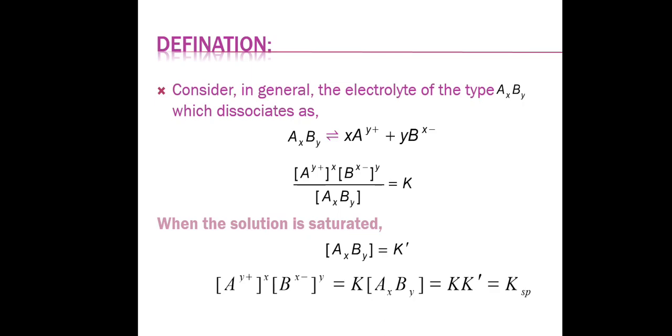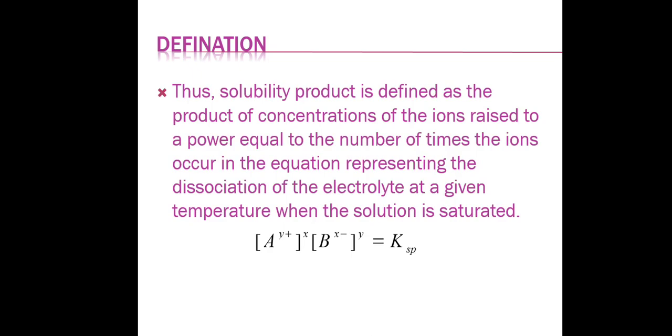So solubility product is nothing but the ionic product raised to some powers, which is equal to the number of times the ions occur in the equation representing the dissociation of the electrolyte. So that is what we mean by solubility product. Let me just read it out. Thus, solubility product is defined as the product of concentration of the ions raised to a power equal to the number of times the ion occurs in the equation representing the dissociation of the electrolyte, at a given temperature, when the solution is saturated. These are the conditions which have to be fulfilled.